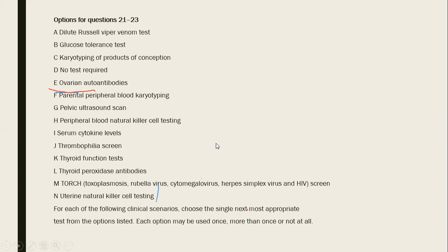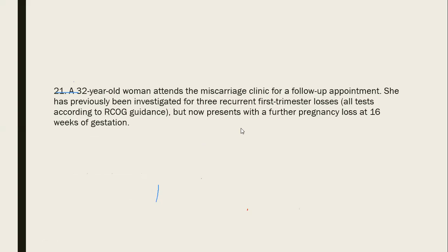As we agreed before, we don't look at the options; we look at the questions first. So yes, this is the first question. A 32 years old attends the miscarriage clinic for follow-up appointment. She had previously been investigated for 3 recurrent first trimester losses. All tests according to RCOG guidance are done, but now she presents with a further pregnancy loss at 16 weeks of gestation.